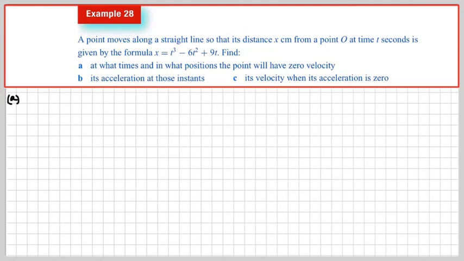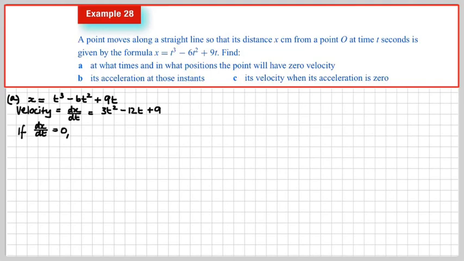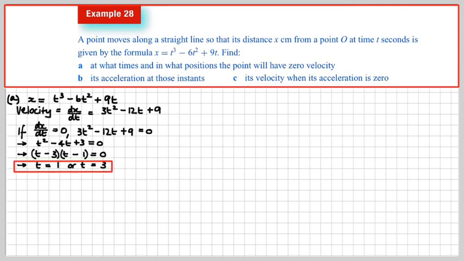Okay. A. Now, what do we do? At what times and in what positions will we have zero velocity? Well, we have to work out the velocity first. So, therefore, the velocity is dx/dt, as I just said. You take the derivative of that right-hand side, you get that. Now, zero velocity, so we've got to set that equal to 0 and solve it for t. Now, I think we need to divide through by 3, don't we? Yes, very good. That's easy to factorise as whole numbers, you get that. So, therefore, t would be 1 or t would be 3. Now, they're the times.